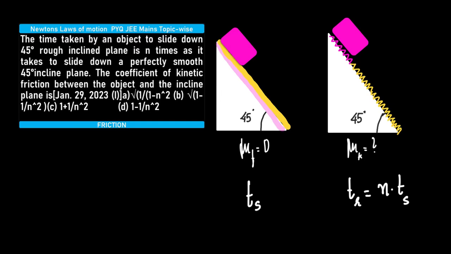The time taken by an object to slide down a 45-degree rough inclined plane is n times the time it takes to slide down a perfectly smooth plane. The time to travel down the smooth plane, ts, is such that the time for rough is n times the time for smooth. The coefficient of kinetic friction between the object and the inclined plane is?